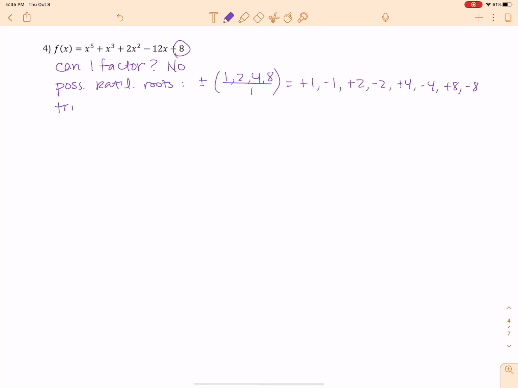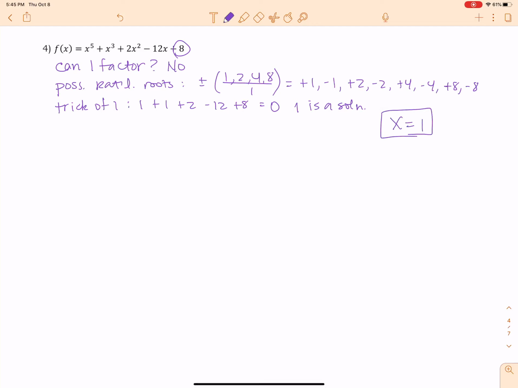Try 1. I've got 1 plus 2 minus 12 plus 8. So 1 plus 1 is 2, plus 2 is 4. 4 minus 12 is negative 8. Negative 8 plus 8 is 0. Yeah, baby. That means 1 is a solution. All right, so I'm just going to write that over to the side so I don't forget.